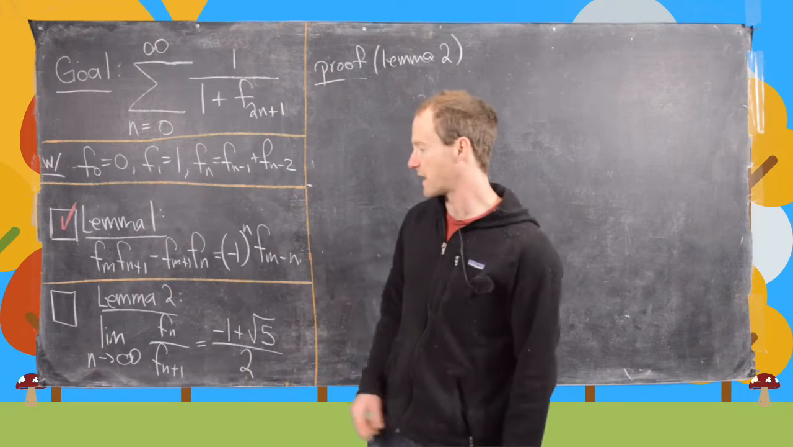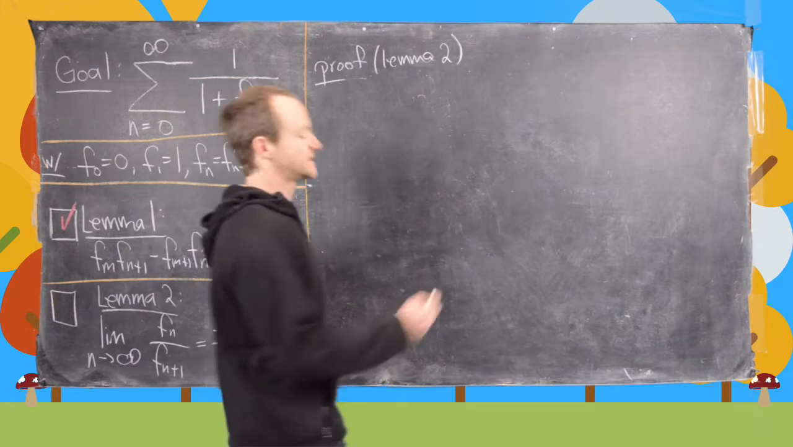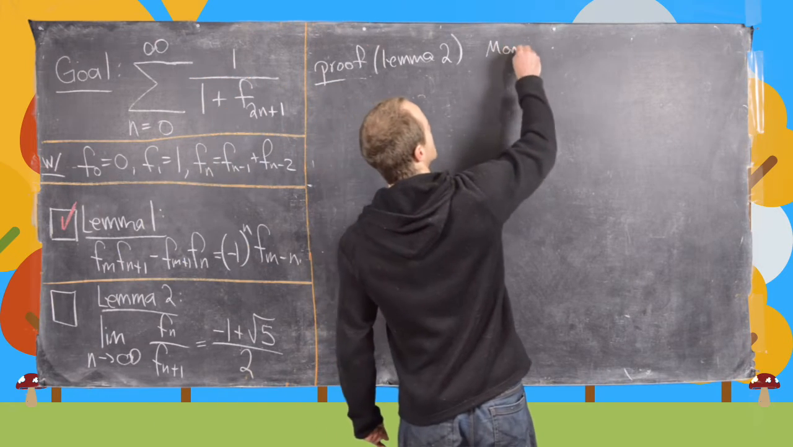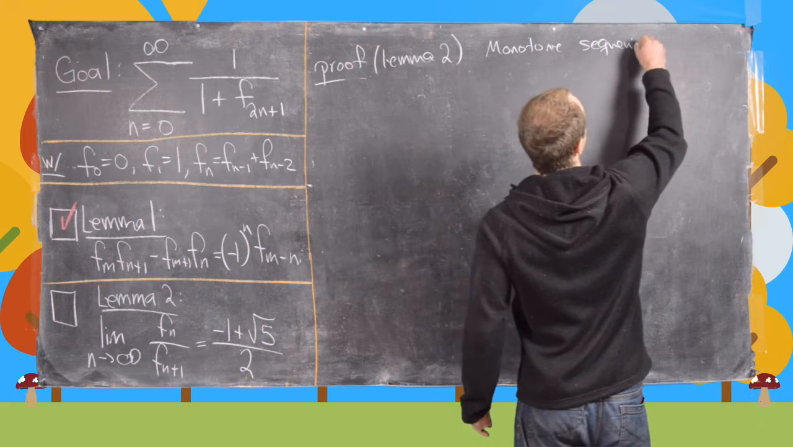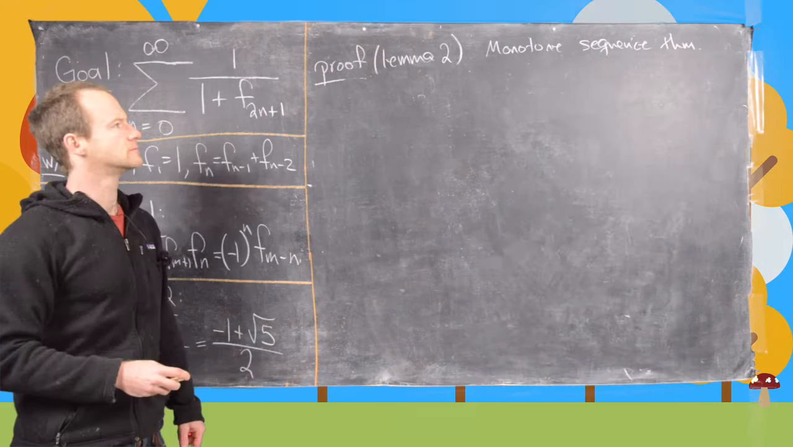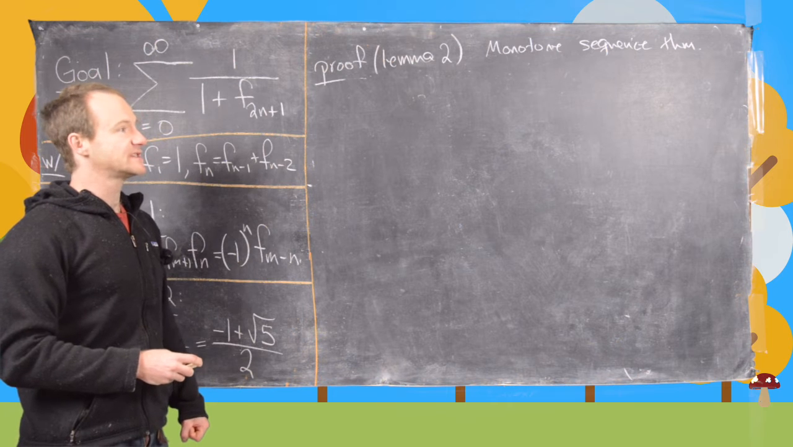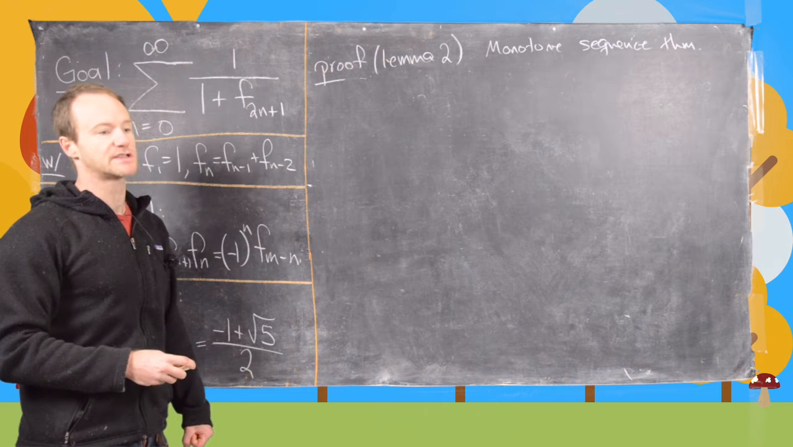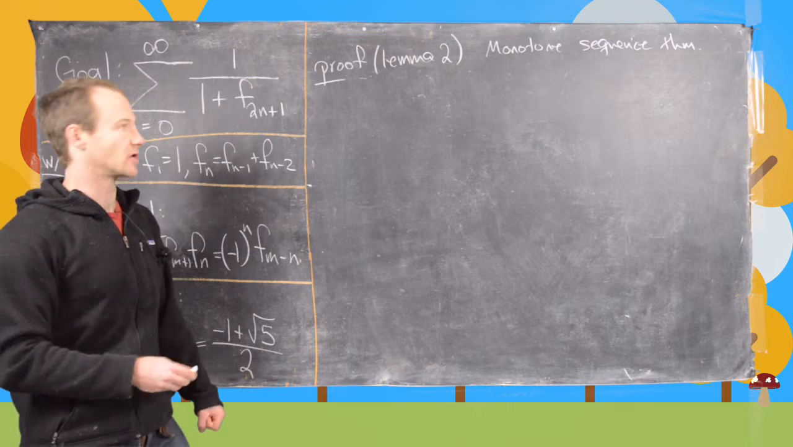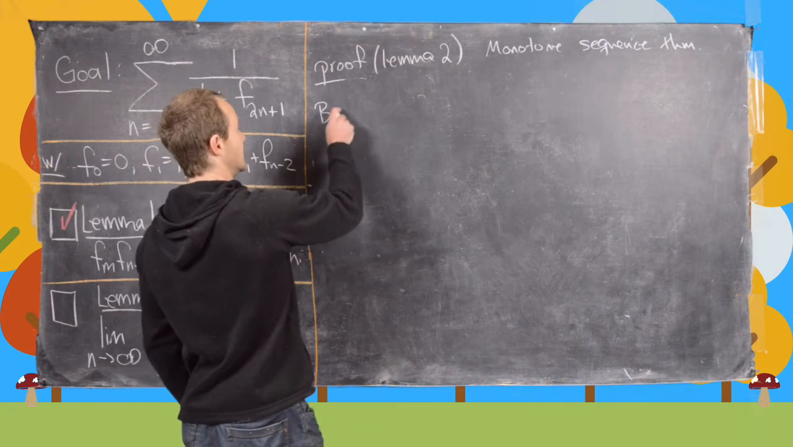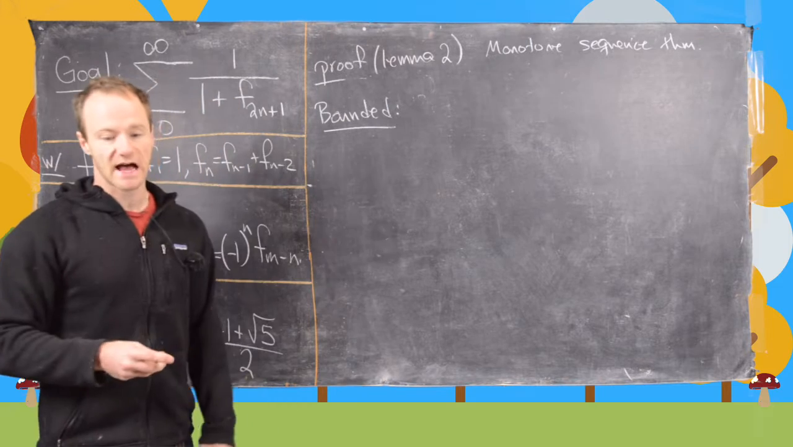Okay, so now we're ready to do this proof of lemma 2. So we're going to do this using the monotone sequence theorem. And that says that if we have an increasing sequence or a decreasing sequence, so a monotone sequence that is bounded, then it must converge. So the first thing we need to show is that this thing is bounded. So let's see how to do that.